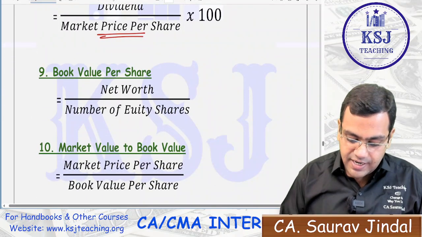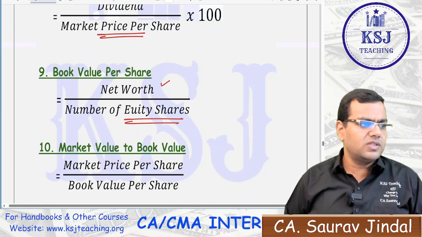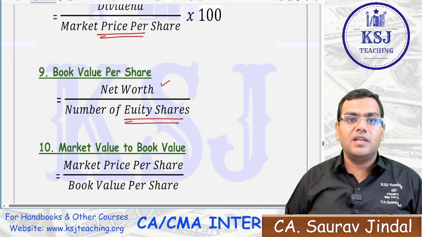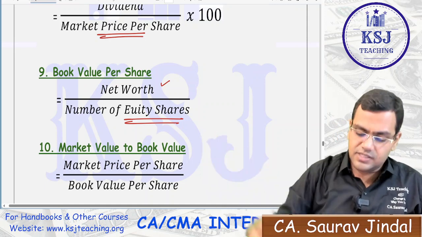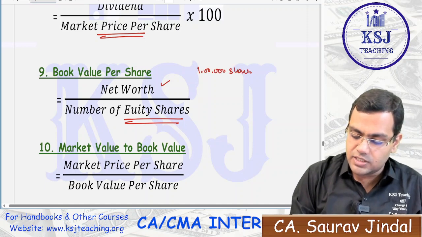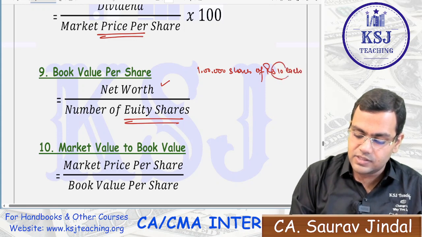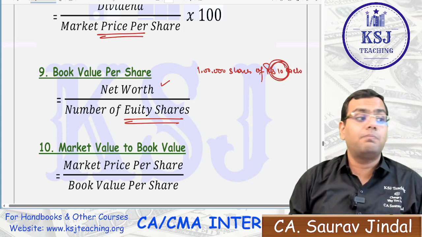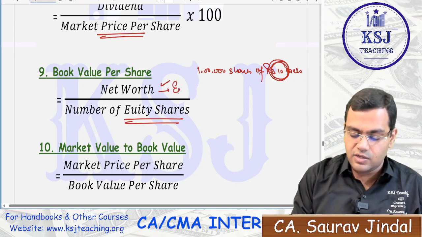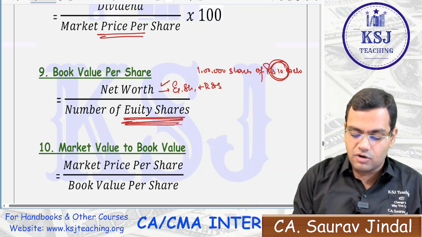Book value per share is the net worth divided by the number of equity shares. Net worth, sir? We have already discussed it. Divided by the number of equity shares, that will give you the book value per share. You have already studied it. We say 1 lakh shares of rupees 10 each, right? This 10 is the book value per share. Clear? Net worth is equity share capital plus reserves and surplus, divided by the number of equity shares.